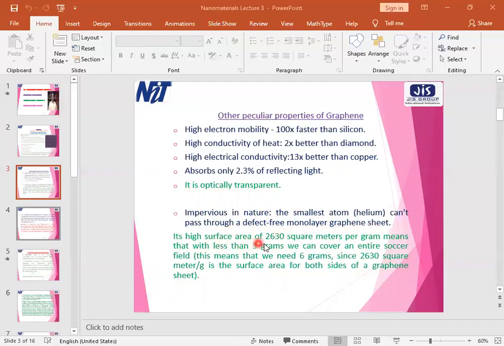Its high surface area of 2630, that means 2630 square meters per gram, means that with less than 3 grams we can cover an entire saucer field. This means that we need 6 grams only to cover up this 2630 square meter per gram area with the help of graphene sheet.